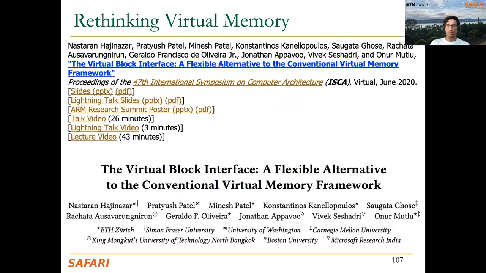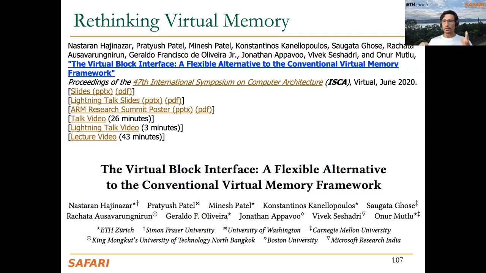And this is kind of preliminary work. Impica is a preliminary solution for the virtual memory problem in processing in memory systems, but it's not the only potential solution, and hopefully there will be more works in this direction.